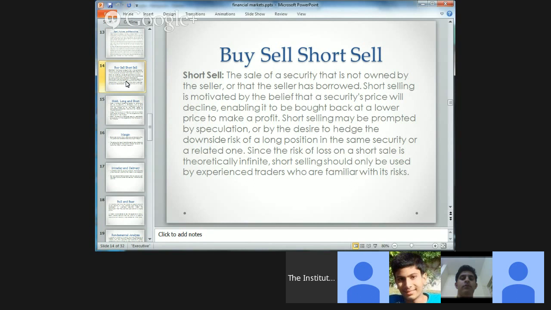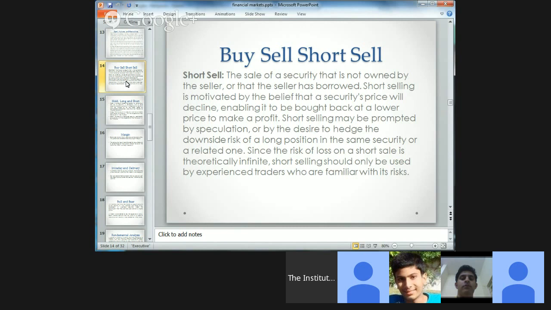So the profit and loss happens like this: if the market price falls as expected by you, you make a profit. If it doesn't fall and it goes up, you may have to buy it at the higher price and settle it with whoever you have borrowed from, or you have to cash settle it.